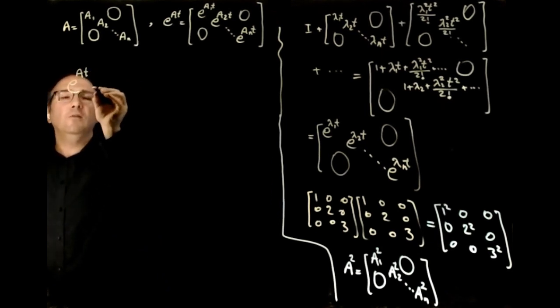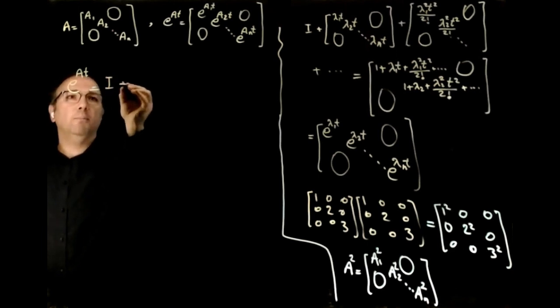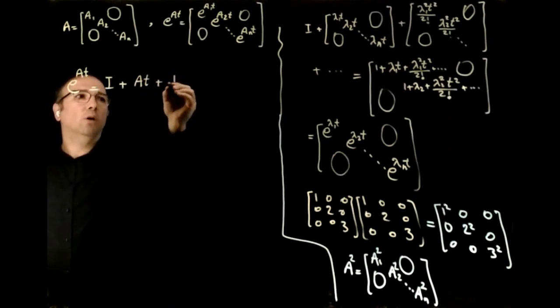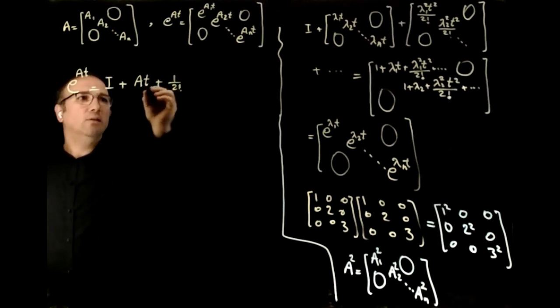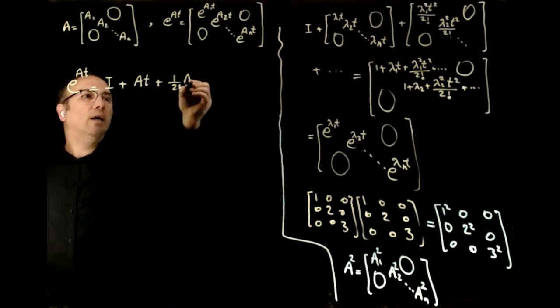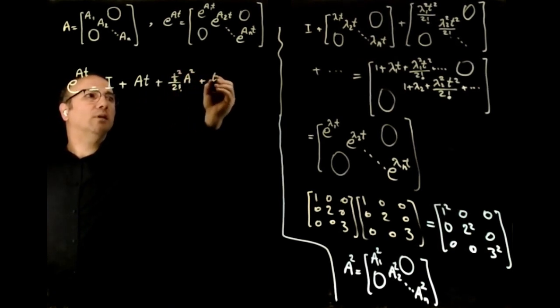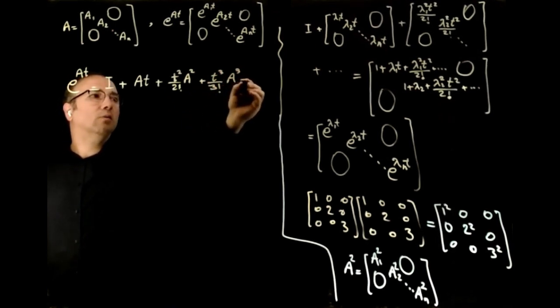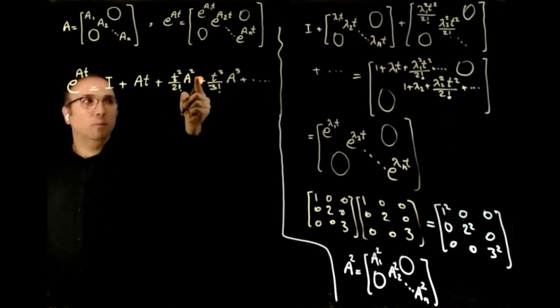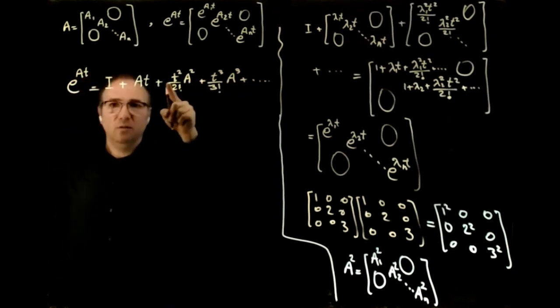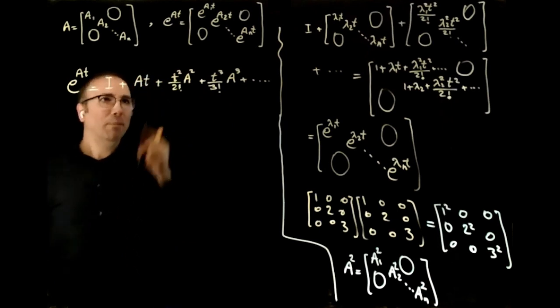again. e to the power of At is I plus, remember, At plus 1 over 2 factorial. This t can be here or there because it is just a scalar, right? So A cubed, I put t here, plus t cubed over 3 factorial A cubed. Sometimes I might put it there or back because it is just a number.